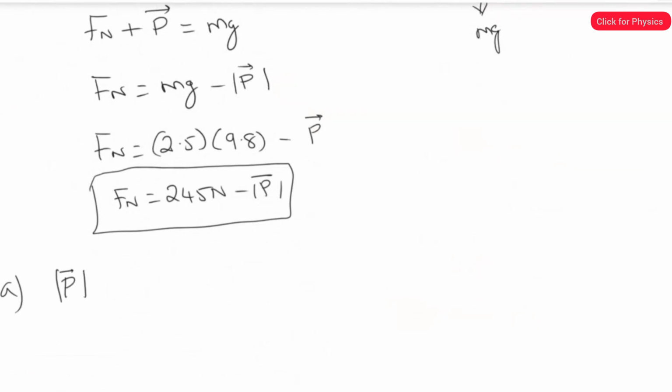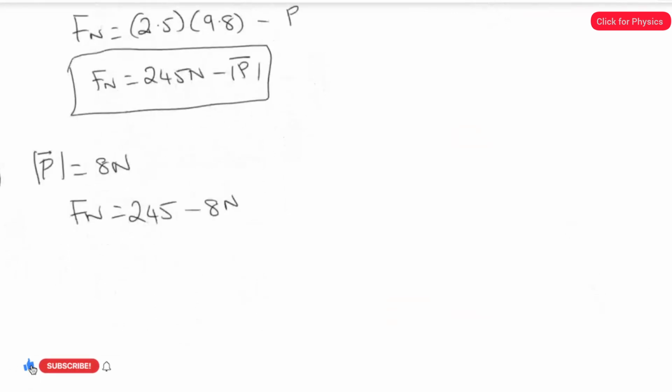So first, I'm going to substitute the P vector magnitude, which is our vertical force. I'm going to substitute 8 Newton in this equation. If you substitute 8 Newton in this equation, what will we get? Fn is equal to 24.5 minus 8 Newton. So here we got the answer for the normal force as 16.5 Newton.